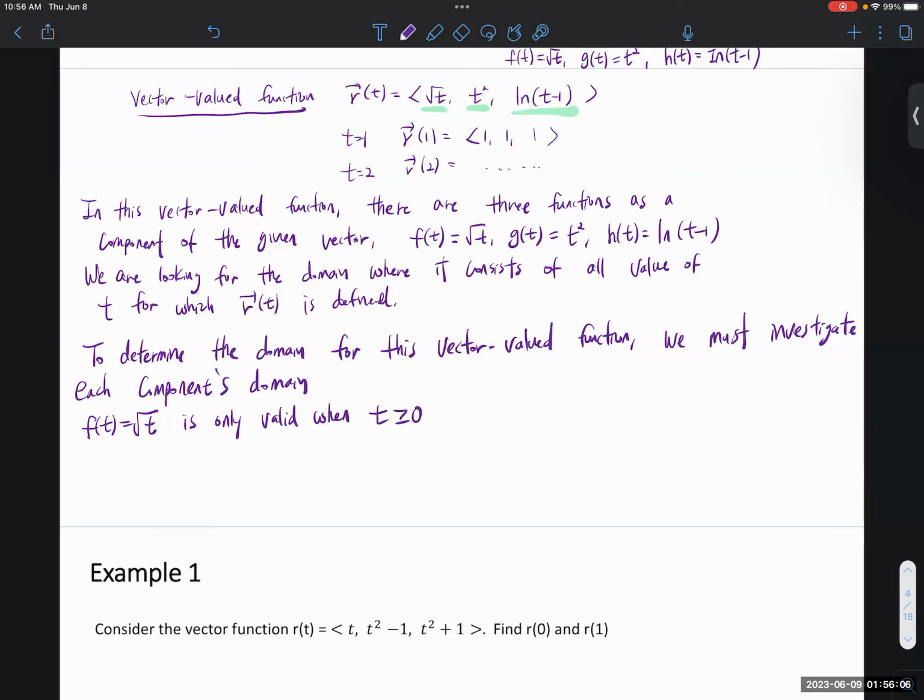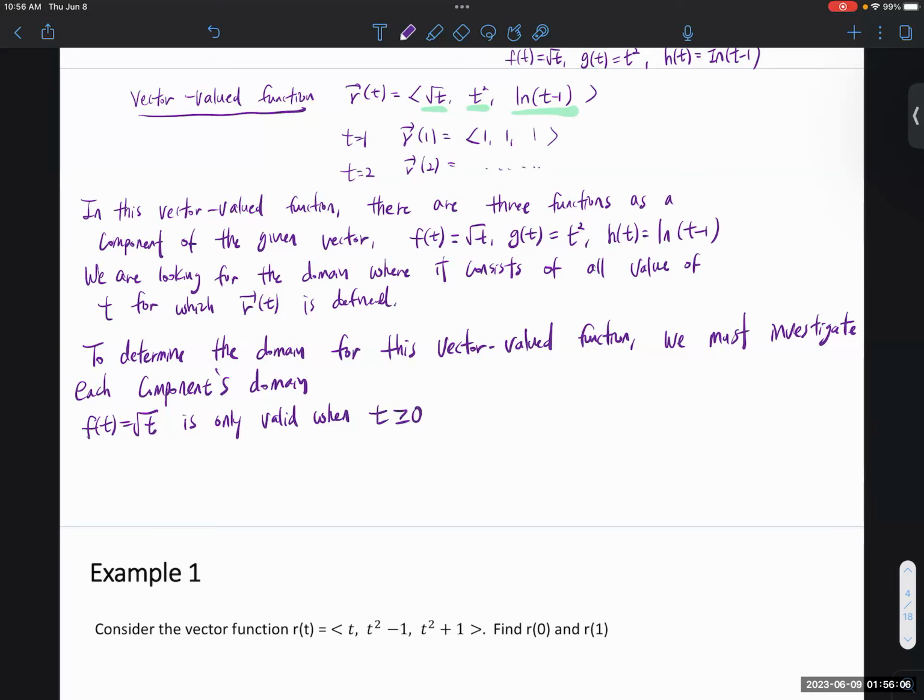One more example, at the bottom. So this is also a vector value function because the component is a function: 2t minus 4 over t plus 1, comma t over t squared plus 1, 4t minus 3.